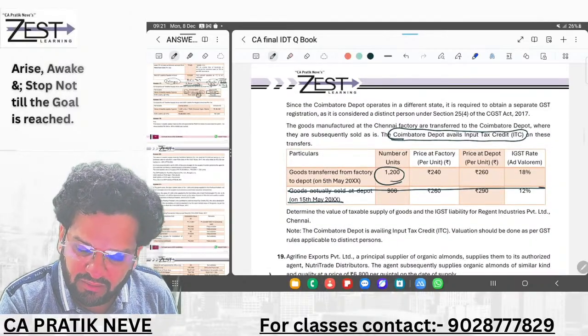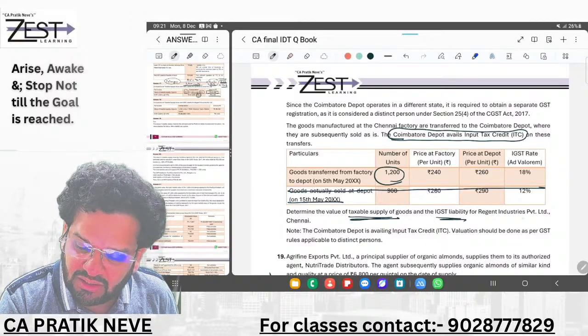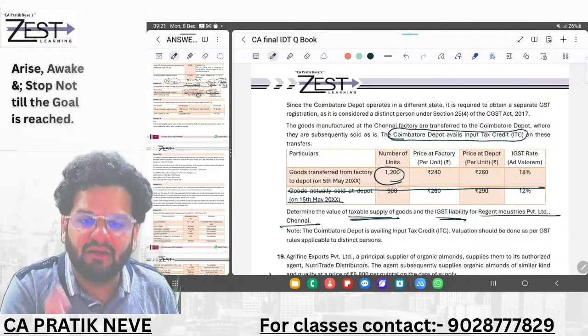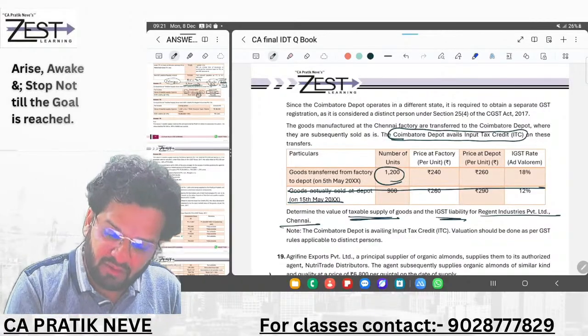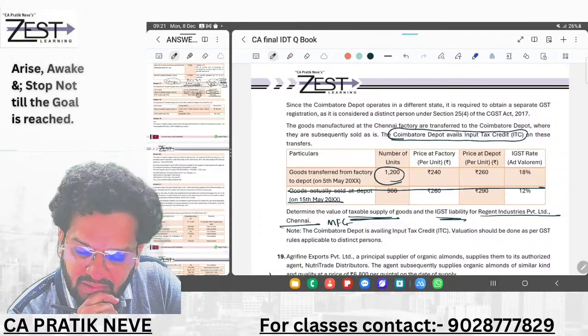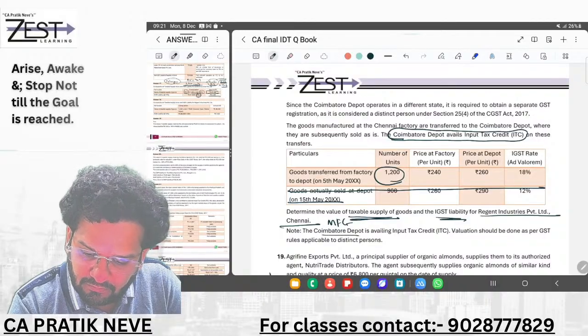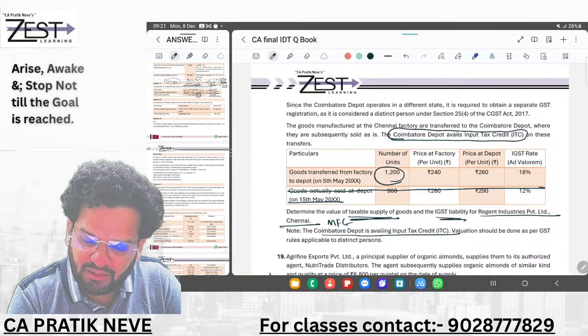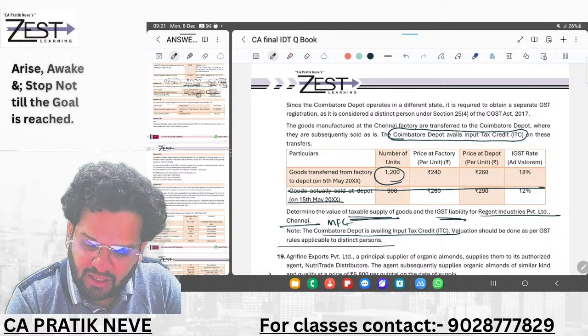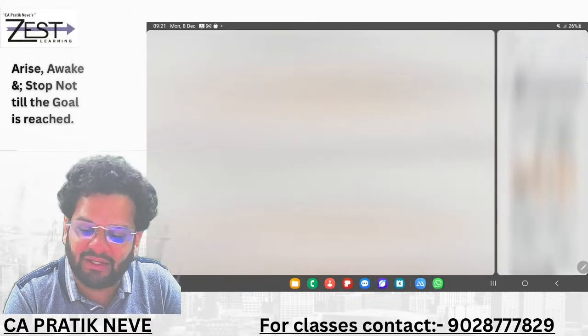You have to determine value of taxable supply of goods and IGST liability for Regent Industries Chennai, means the manufacturing unit for them. Coimbatore depot is availing ITC. Valuation should be done as per GST rules applicable to distinct persons, means rule 28.